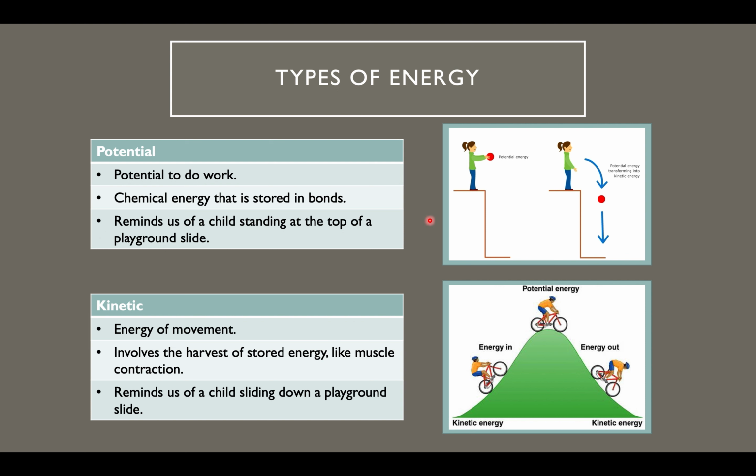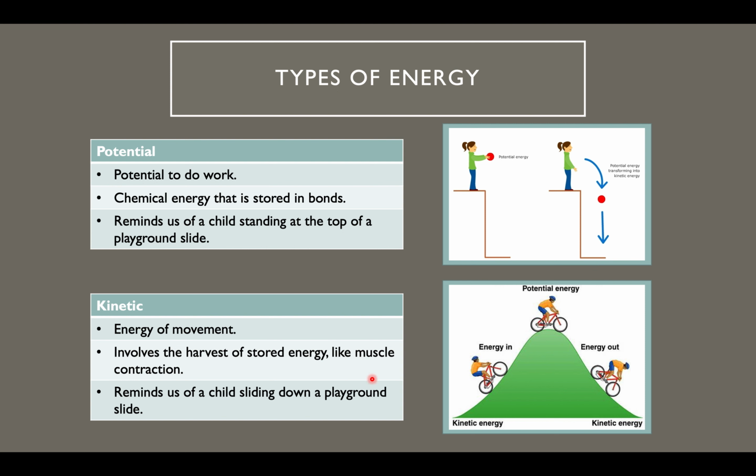There's a girl standing at the top of what looks like maybe a high wall. She's holding a ball, and this is the potential energy. The potential energy would be that she would drop or throw that ball down. Potential energy can be transformed into kinetic energy when she actually takes that action. Potential is a great word because it's not actually happening yet. It just has the potential to happen.